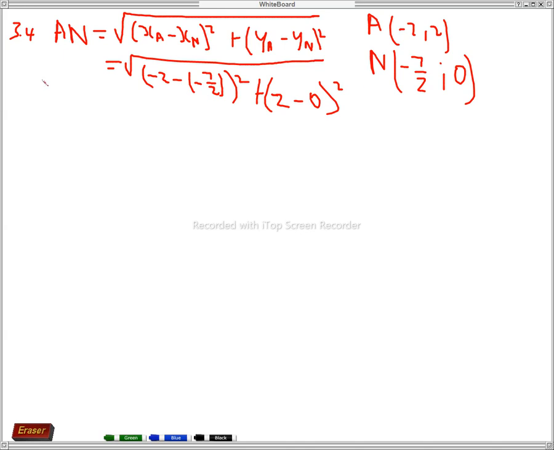So when I punch on my calculator here, I get my length as 5/2 units, which is 2.5 units. So let's move on to the next question.